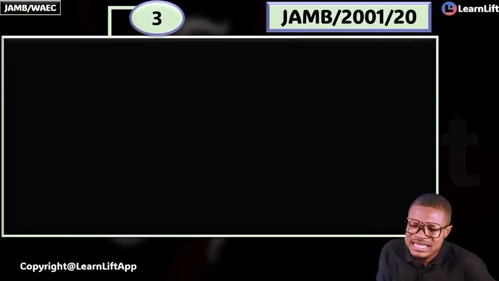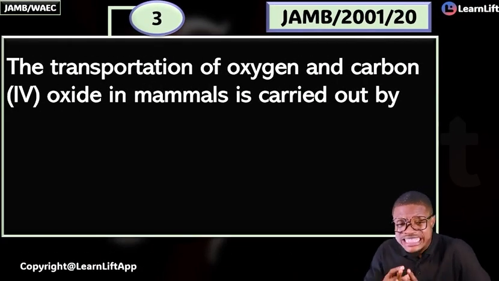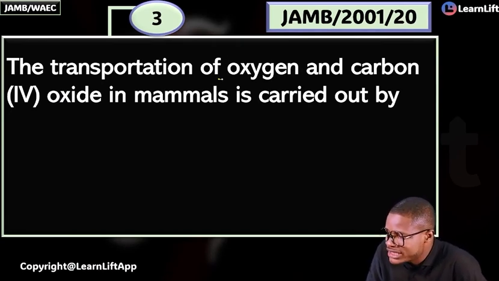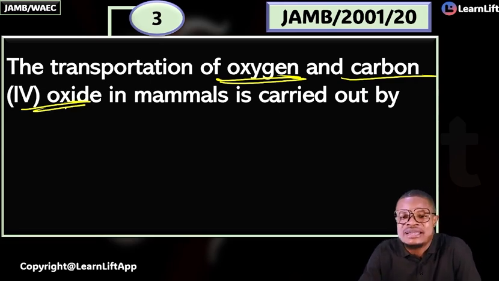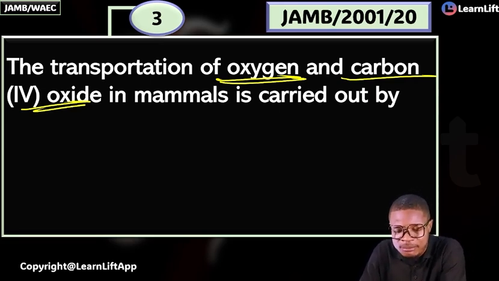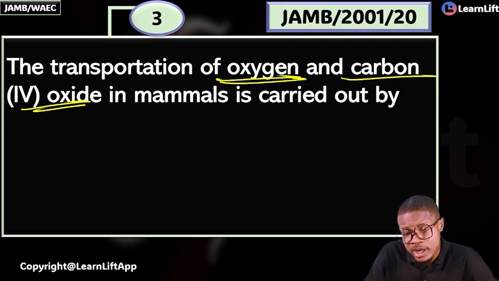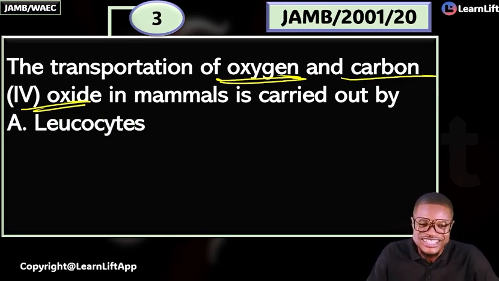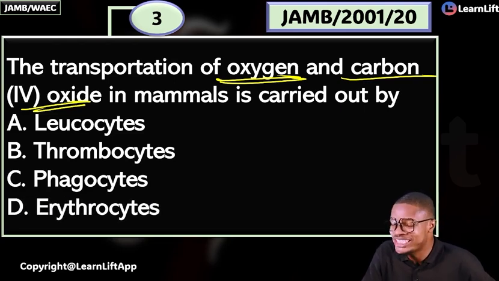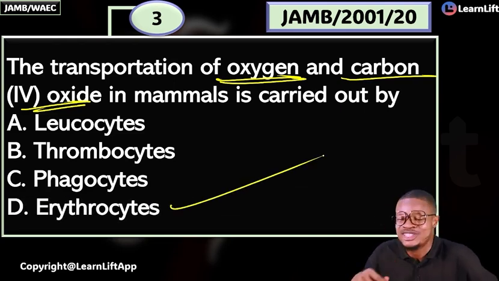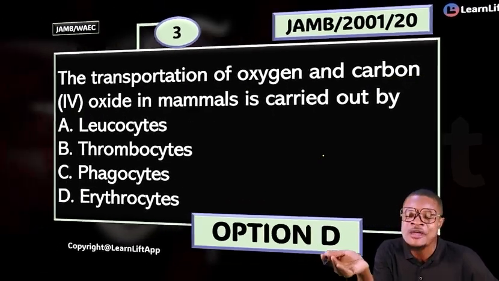In JAMB 2001 question 20, the question says the transportation of oxygen and carbon dioxide in mammals is carried out by what? Is it your leukocytes, or the thrombocytes, or the phagocytes, or the erythrocytes? Correct. Erythrocytes. Option D is the answer. Does it make sense? If you get that.